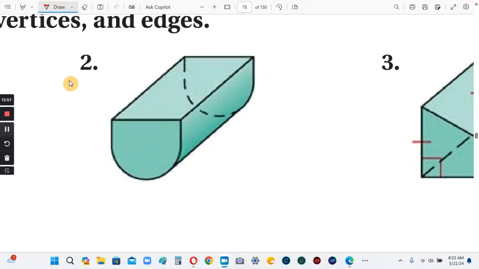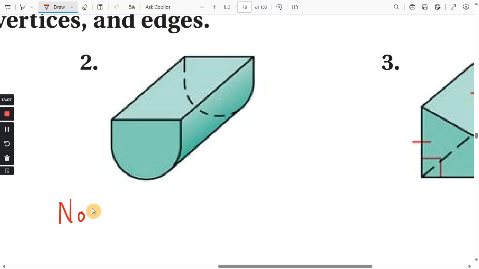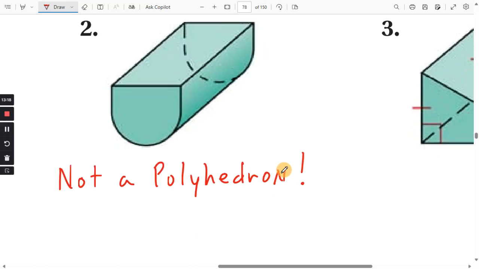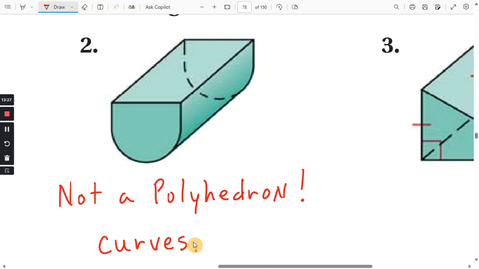All right, try number 2. Can you name it? And if not, explain why not. Okay, we can't name number 2. This is not a polyhedron. All right, and why isn't this a polyhedron? Because it has curves. All right, you can't have curves for a polyhedron.